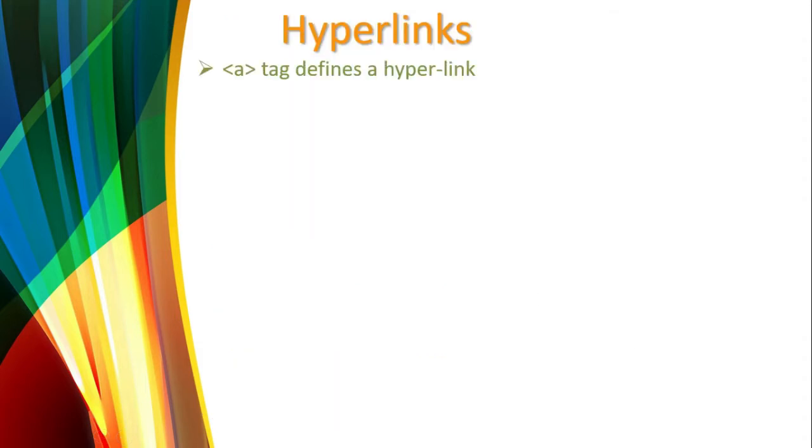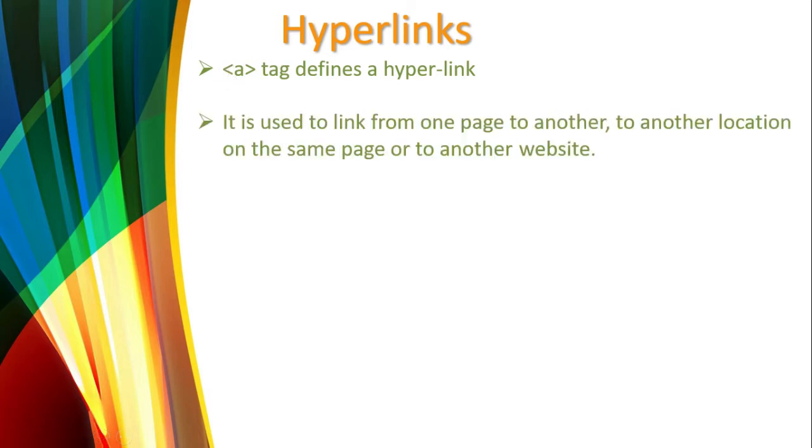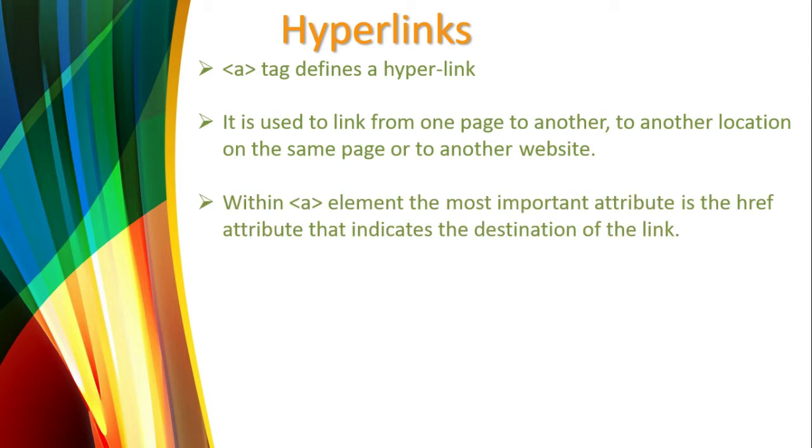Hyperlinks. This is a very important tag within HTML code because most web pages have hyperlinks. So for that we use the anchor tag and it is represented like this. The anchor tag is used to link from one page to another page, or one location to another location, or another website, or we can link to another location on the same page. Within the a element, the most important attribute is the href attribute because it represents the destination of the link.